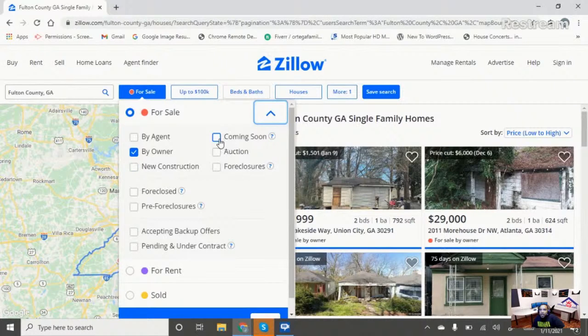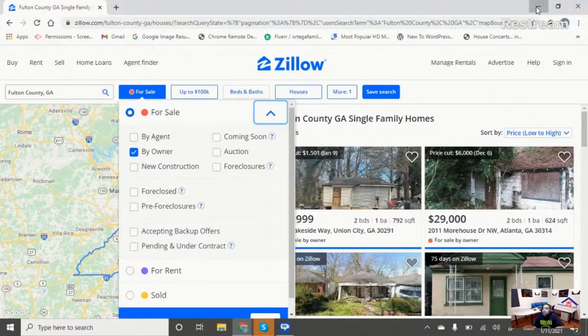That's a different type of market. Coming soon, you're not looking for that. Auctions, there's not real ways that you can wholesale an auction. Foreclosures, if you're into foreclosures, you can look into that, but you can take those off. And foreclosed and pre-foreclosed, I usually take those off. I'm just interested in buy owner because I want to be straight to the owner. I don't want to be talking to banks, and I don't want to be talking to agents, right? So we just want to do buy owner, right?